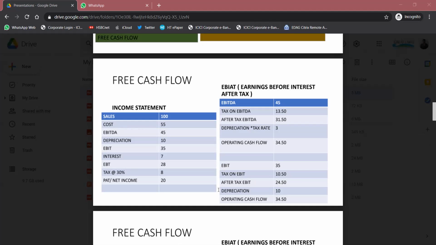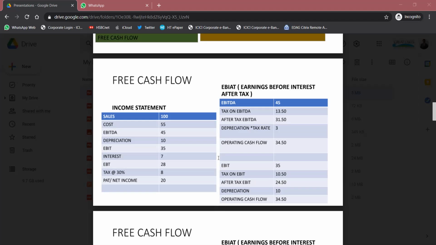A company can choose any of these methods, like EBITDA and EBIT? And we have just seen the income statement. That's why in the income statement you remove interest also. But in the upper right side table we don't.